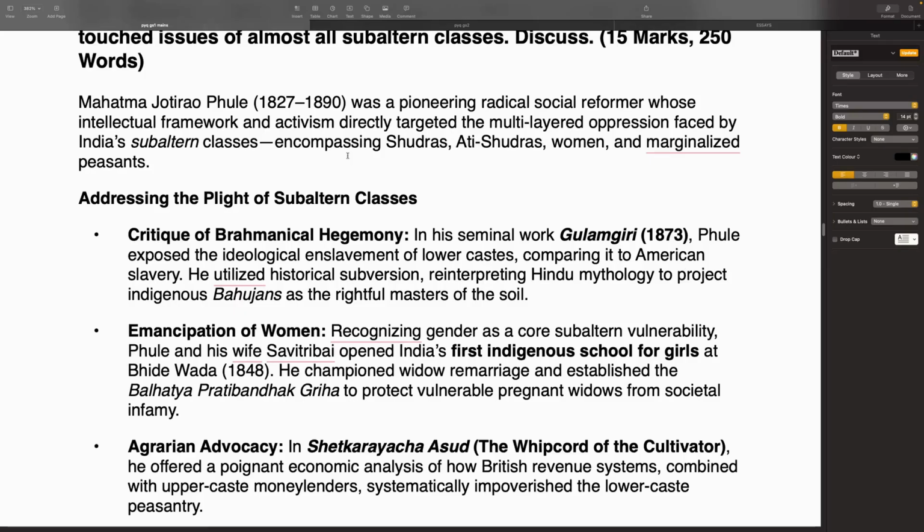Mahatma Jyotirao Phule (1827 to 1890) was a pioneering radical social reformer whose intellectual framework and activism directly targeted the multi-layered oppression faced by India's subaltern classes, encompassing Shudras, anti-Shudras, women, and marginalized peasants. Addressing the plight of subaltern classes, critique of Brahminical hegemony. In his seminal work, Gulamgiri, Phule exposed the ideological enslavement of lower castes, comparing it to American slavery. He utilized historical subversions, reinterpreting Hindu mythology to project indigenous Bahujans as the rightful masters of the soil.